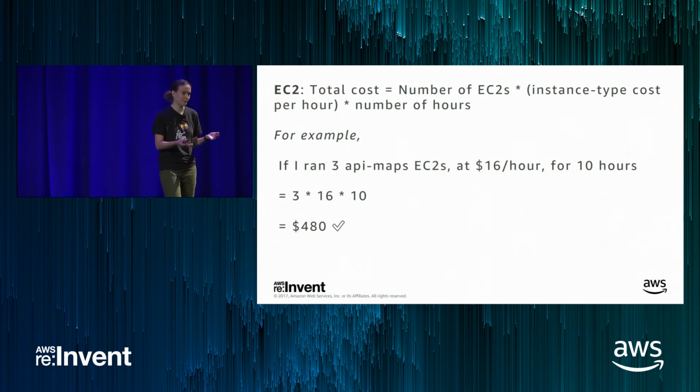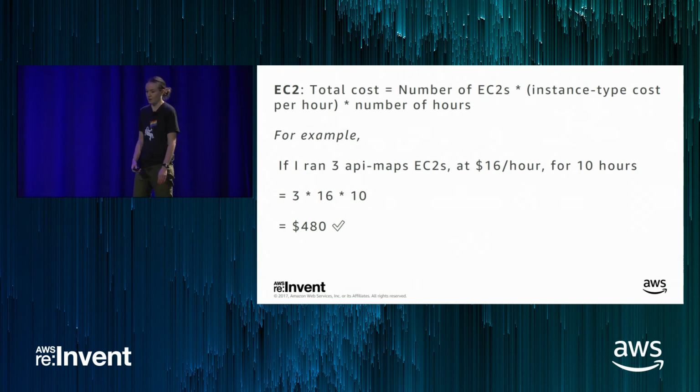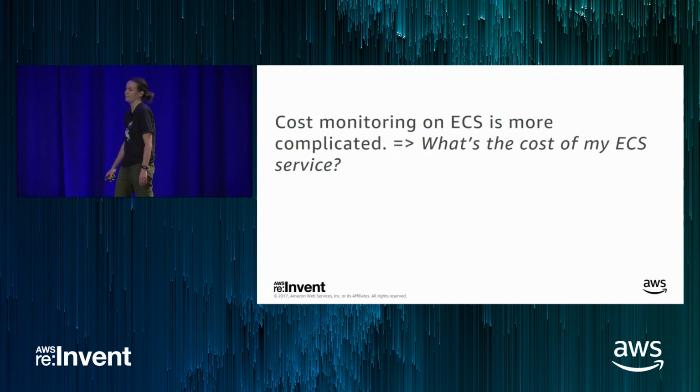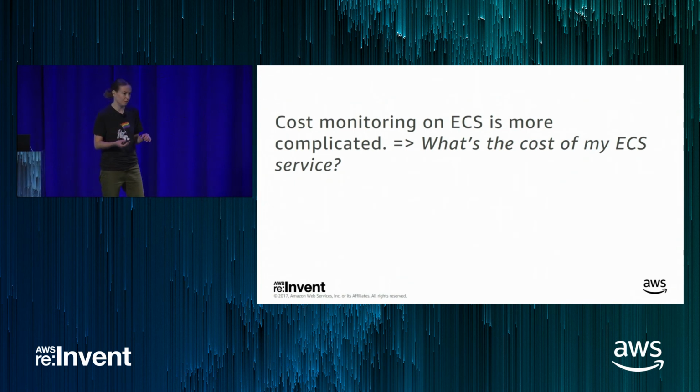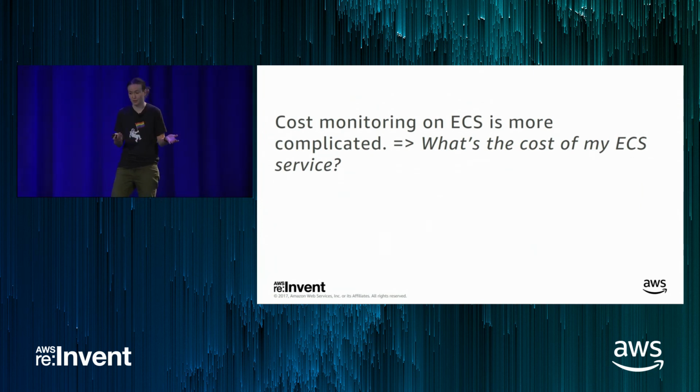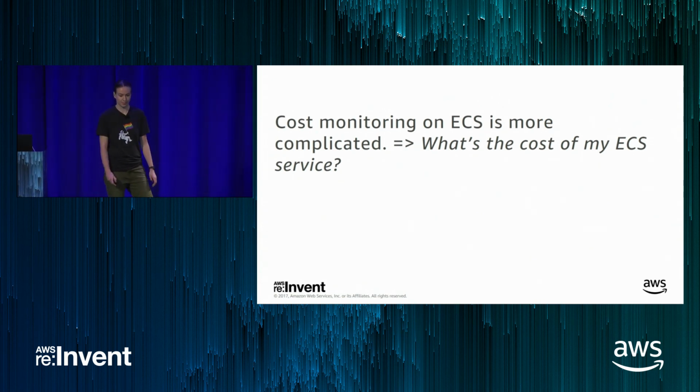So when we migrated, of course, we also wanted to keep this level of insight on how much each of our services was costing. But it turned out cost monitoring on ECS is a bit more complicated. If you just want to think about the cost of my service, it's not so easy, because each instance is running multiple tasks, it's really difficult to know how much a service is costing. Also, because different services use different levels of memory and CPU, you can't just divide the total instance cost by the number of tasks you're running, because one task might actually be costing a lot more than the other. So our cost platform engineers came up with a solution that looks something like this.